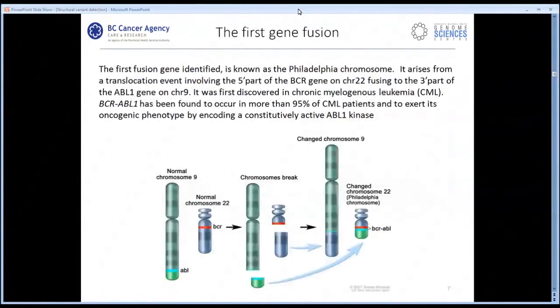A little bit of history. So the first gene fusion was identified back in around 1960 and is called the Philadelphia chromosome. It arises when the 5' part of the BCR gene on chromosome 22 fuses to the 3' part of the ABL1 gene on chromosome 9. It was first discovered in chronic myelogenous leukemia and occurs in approximately 95% of CML patients. It exerts its oncogenic phenotype by constitutively activating the ABL1 kinase domain. In the schematic, you can see that the derivative chromosome 22 is actually called the Philadelphia chromosome and contains the BCR-ABL gene.